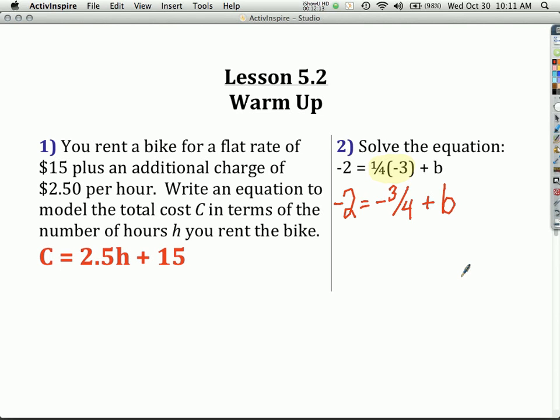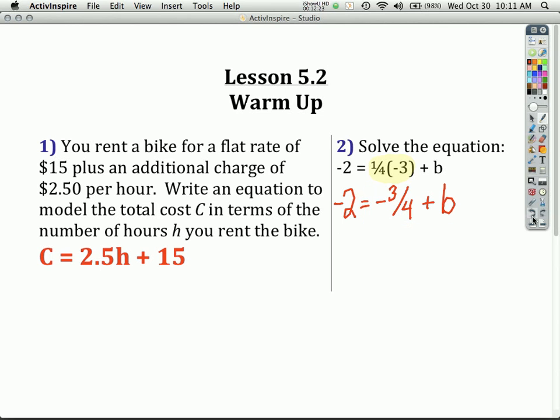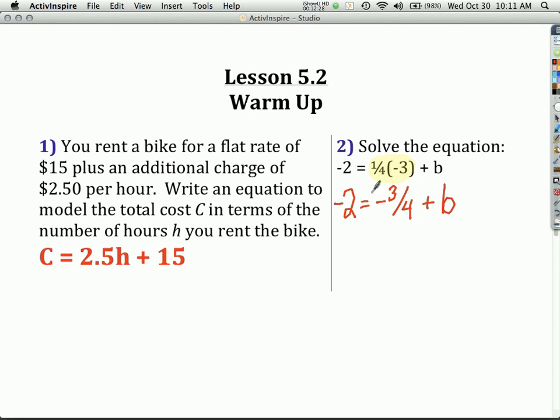Let's think of it this way. Let's not even use the solving techniques that we learned. Let's not even do this and adding to both sides. Let's just think about it. What number plus negative 3/4 would be negative 2? In other words, how much more negative do I have to add to this to get to negative 2? Eric? Negative 1. Yeah, negative 1 1/4.